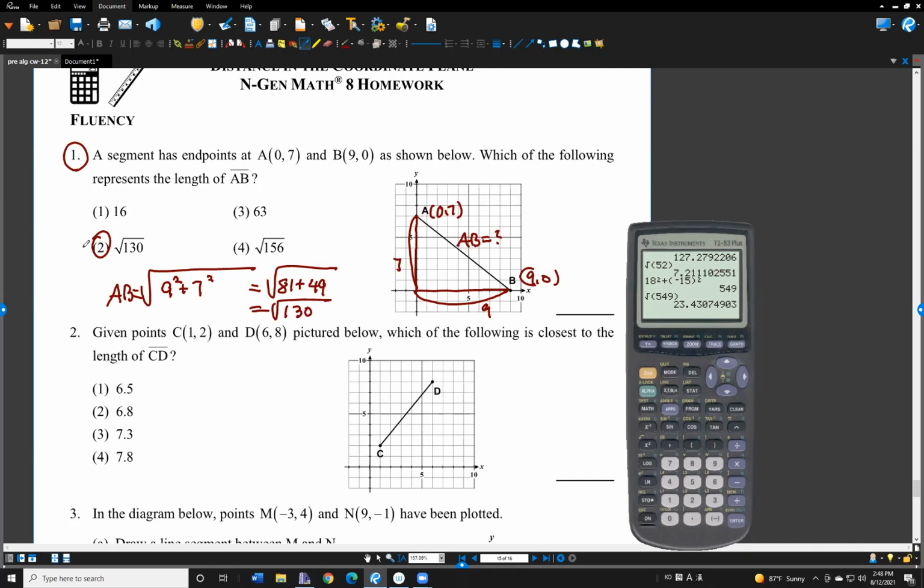Is it okay? Pythagorean theorem, c squared equals a squared plus b squared, right? Or you can use this: c equals the square root of a squared plus b squared. It's the same thing.